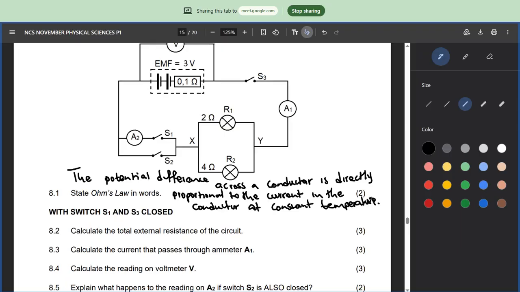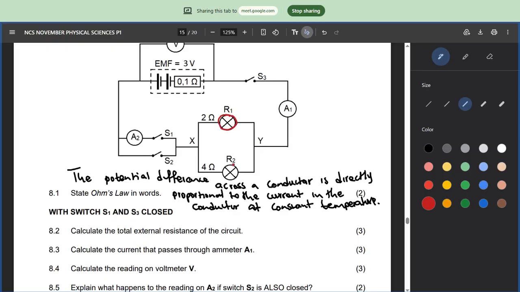Okay, now with switches S1 and S3 closed, calculate the total resistance of the circuit. So we are closing S1 and S2, and they want us to find the total resistance of the circuit. If we're looking for the total resistance, how many resistors do we have? There's R1 and R2 only. There's only two which are connected in parallel.